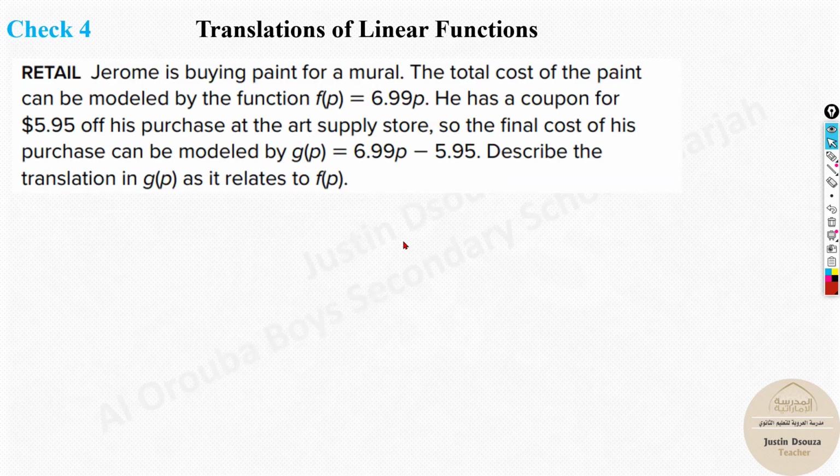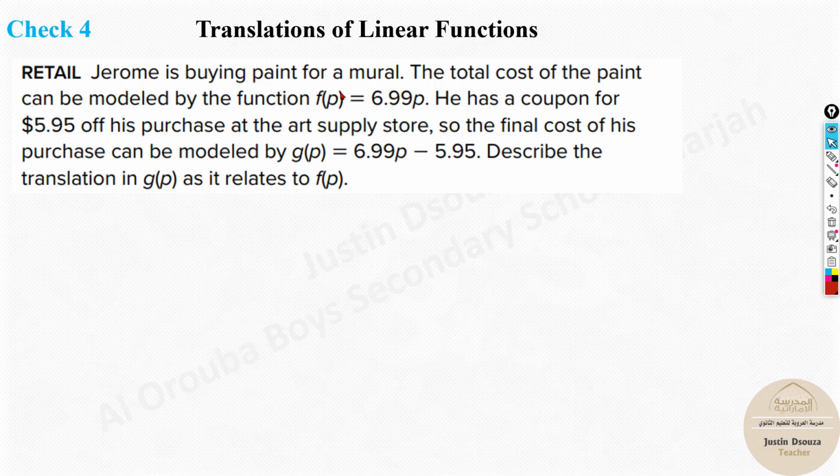So similarly, we have one more check problem. Please pause the video and try it by yourself over here. Let me read it out. Jerome is buying paint for a mural. The total cost of paint can be modeled by the function f of p equals 6.99p. He has a coupon for $5.95 off of his purchase at the art supply store. So the final cost of his purchase can be modeled by g of p equals this equation given over here.